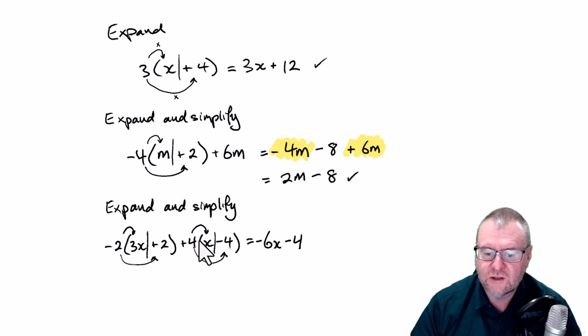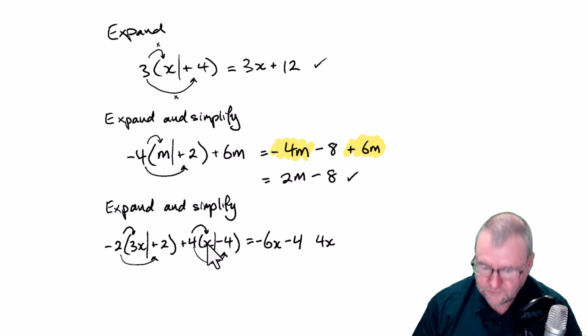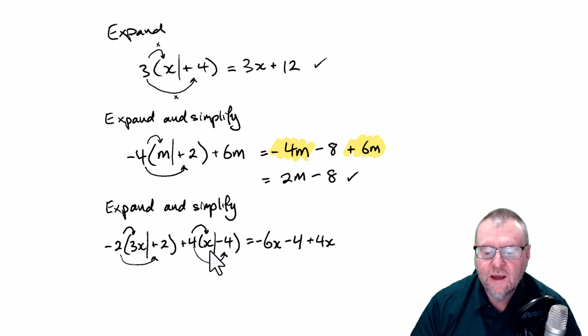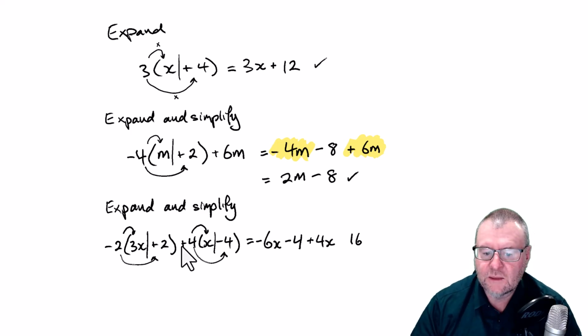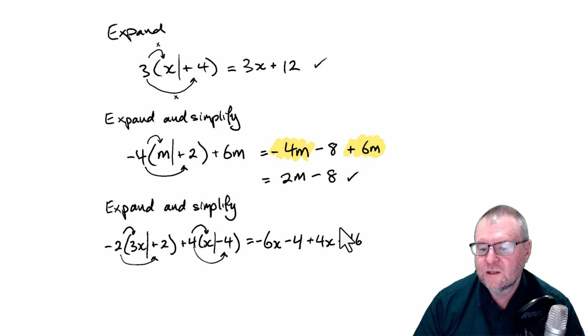Let's do this expansion. 4 times x gives me 4x. And that's a positive. So the positive goes in there. The 4 times negative 4. Let's do the numbers. 4 times 4 is 16. It's a positive and a negative being multiplied together. That gives me a negative answer. All right, we've got rid of all the brackets, but there are some things that we can tidy up here.